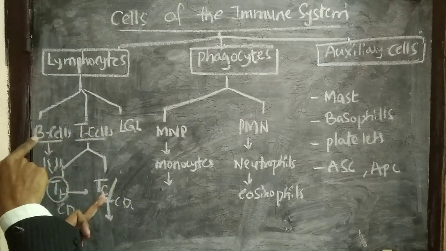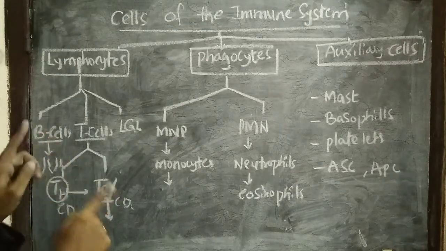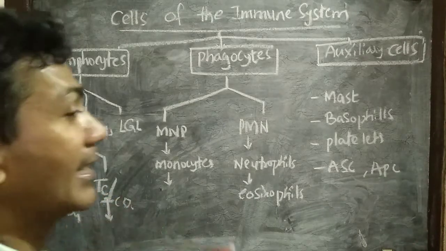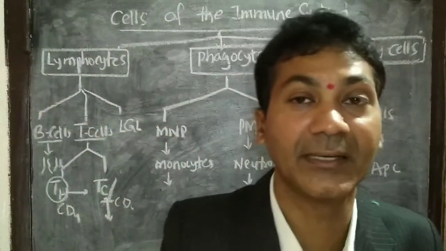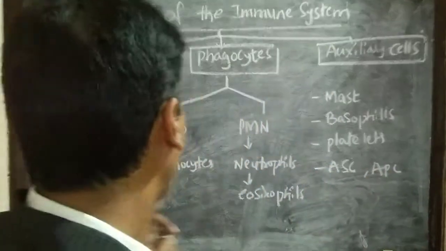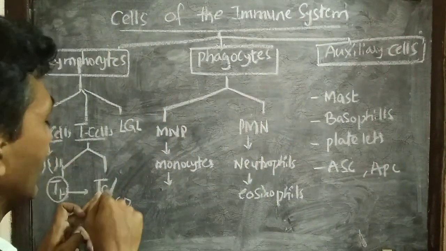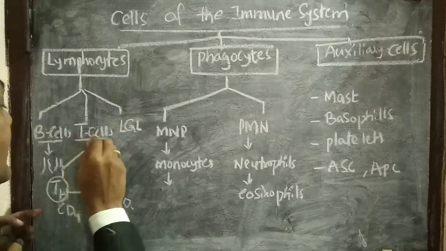The TH cell participates in humoral mediated immunity, but it supports both, so that the TH cell functions in both humoral mediated and cell mediated immunity: by supporting B cells in humoral mediated, and by supporting TC cells in cell mediated. So this is regarding T cells.